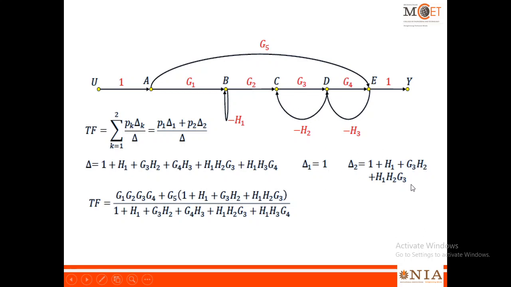So we got del 2, we got del 1. Substitute everything in this formula and you get the transfer function. So you got the transfer function here. It's just substitution. After getting P1, P2, del 1, del 2 and del, you just substitute them here, and you will get the transfer function.